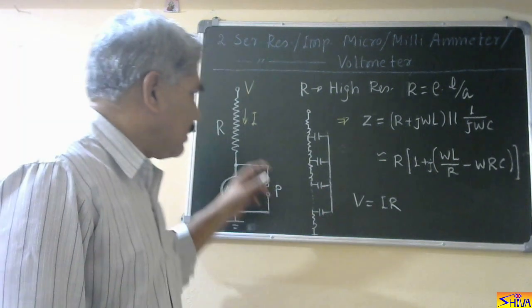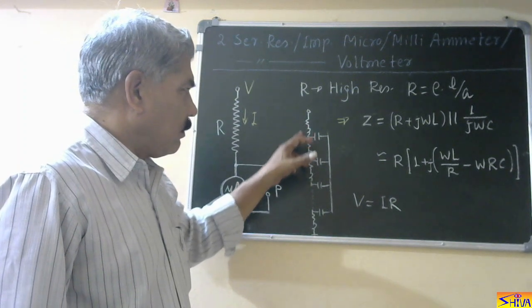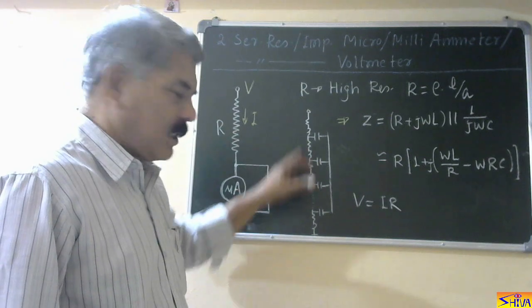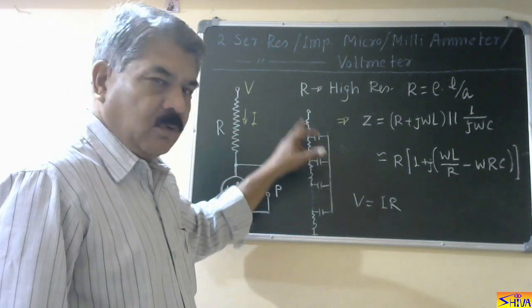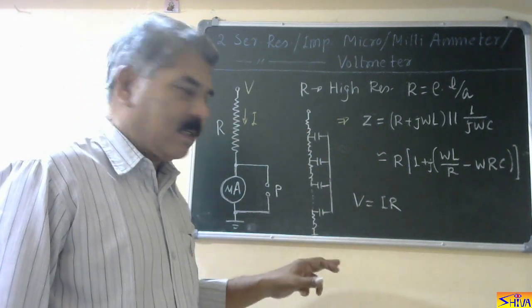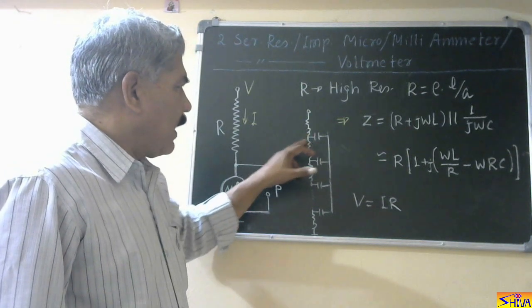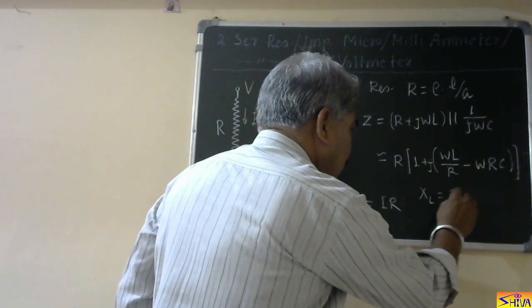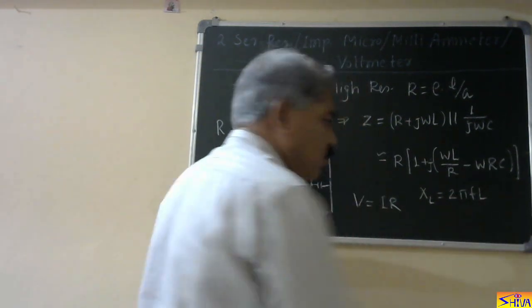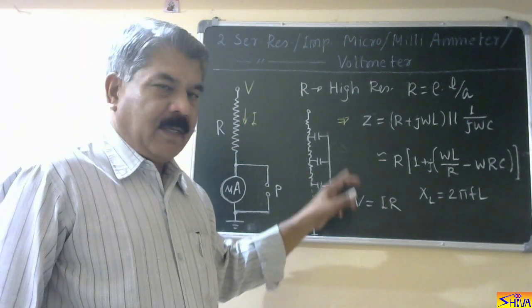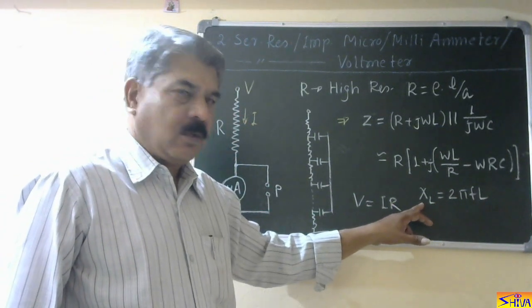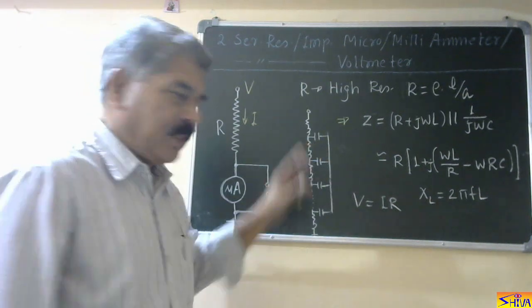So actually this resistance, when we draw the equivalent circuit, it will be like this: R, L, C distributed parameters. Now if you consider the L part, that is XL, it is 2 pi FL. When we are measuring DC, F is 0, so XL will be 0. So the effect of inductance will not be there.